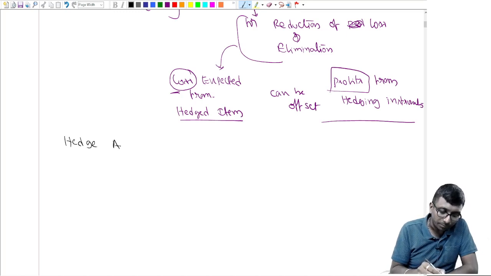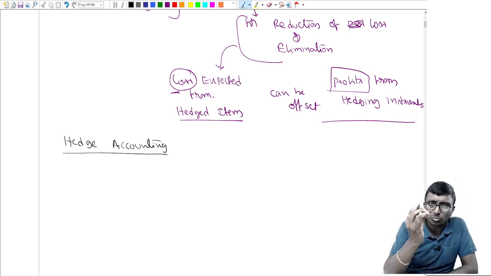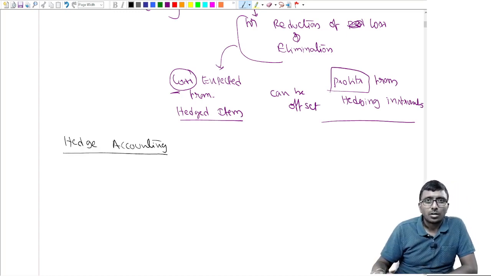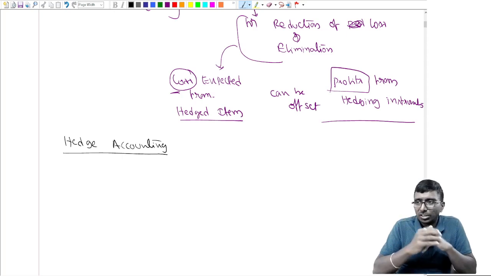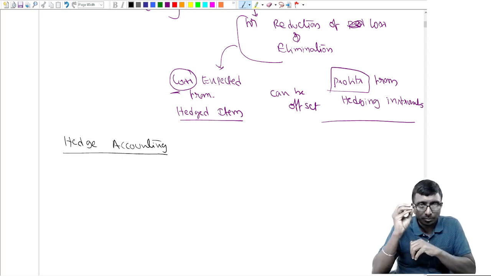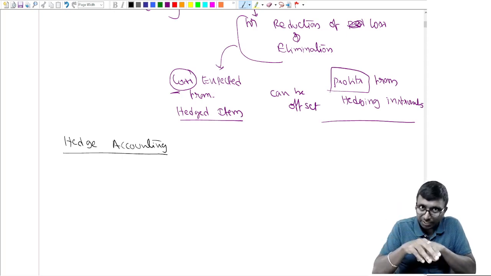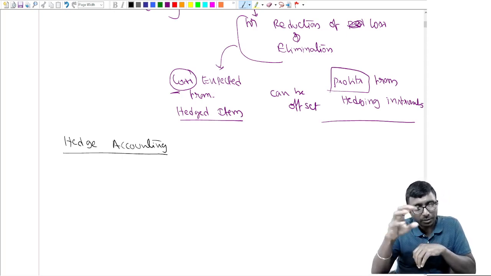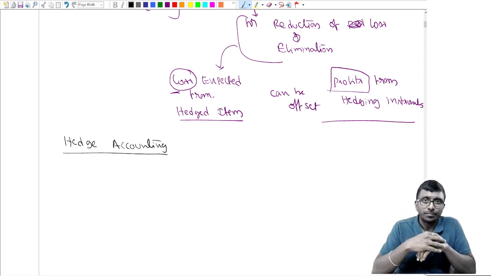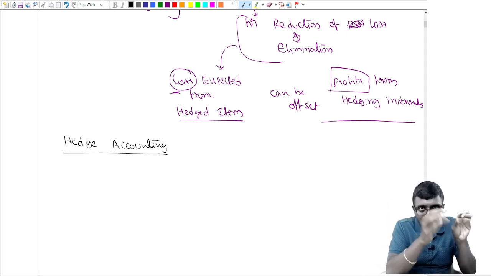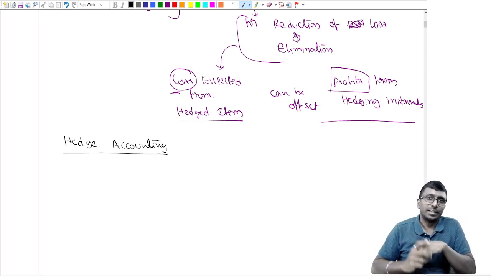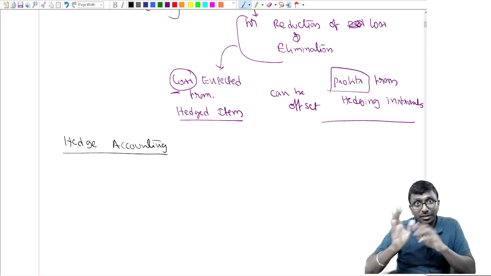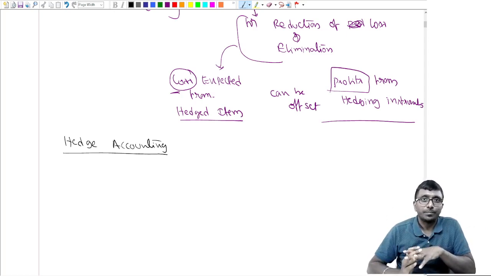Hedge accounting. Sir, what is hedge accounting? Hedge accounting is one small technique here, that's all. What is this technique? What do you do? First I'll explain, then I will make a note. The profit or losses from the hedged item and the profit or losses from the hedging instrument, both will be recorded either in the profit and loss or in the OCI.